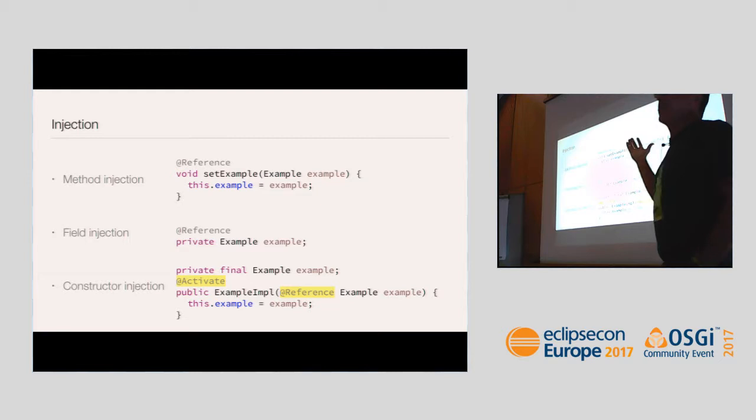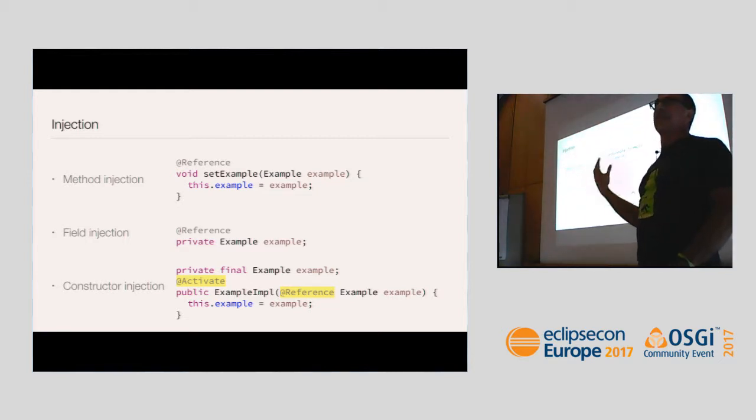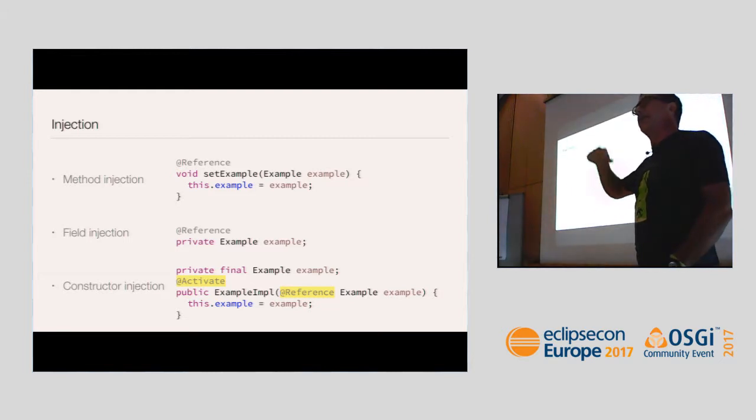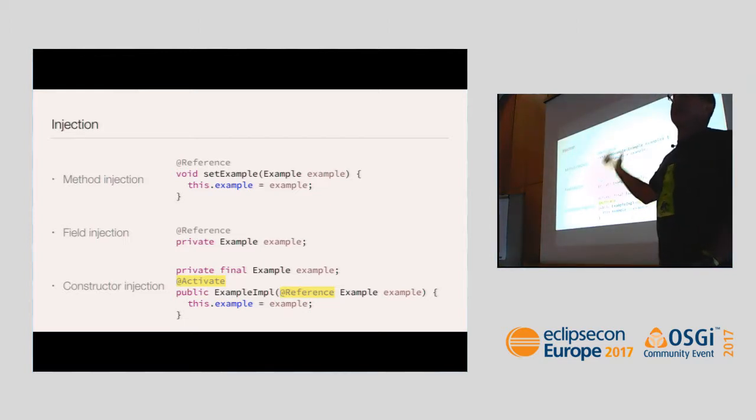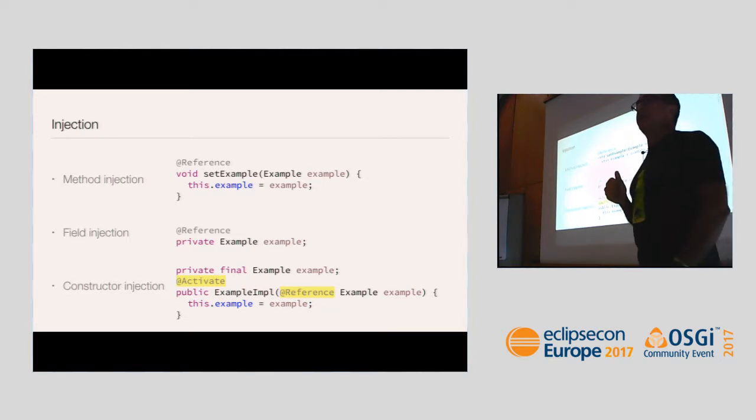But at some level, people said, this is a lot of boilerplate. I don't want to be writing these set methods and these unbind methods and dealing with the code that I have to do. I just want this stuff in a field. Can you just inject a field? And so in 1.3, we had field injection. Now you can @reference a field. And so you can just have the service stuffed into a field magically for you by Declarative Services.